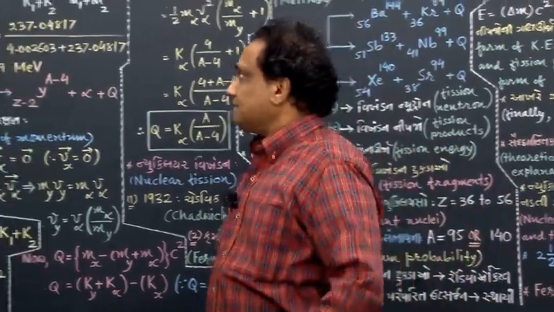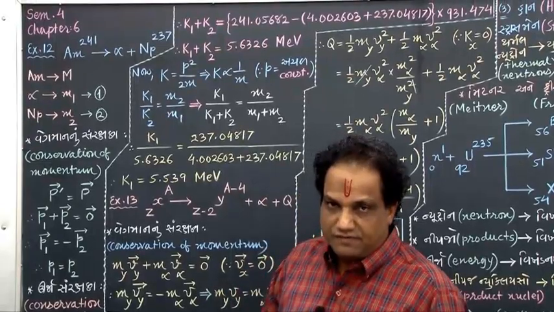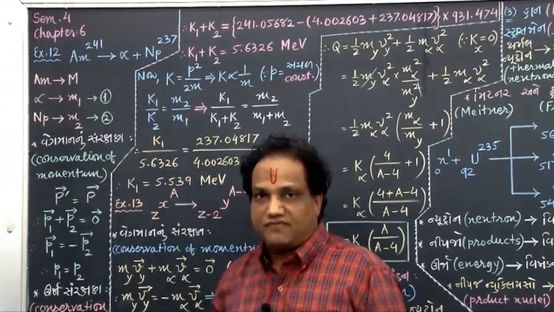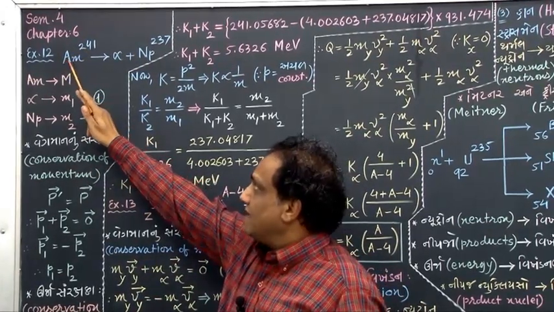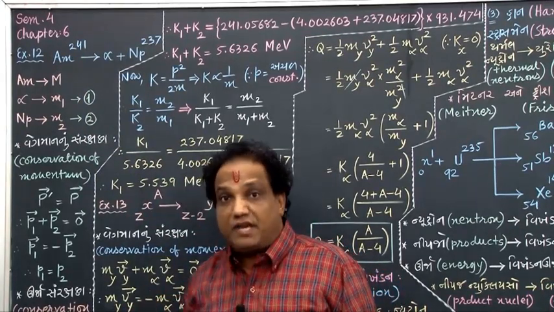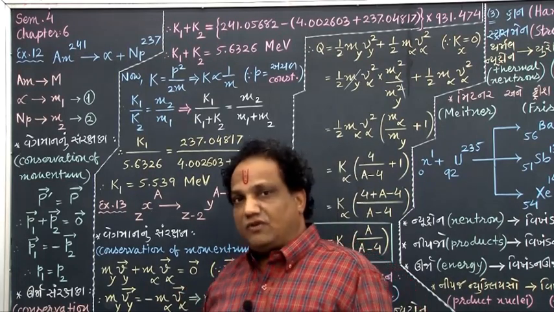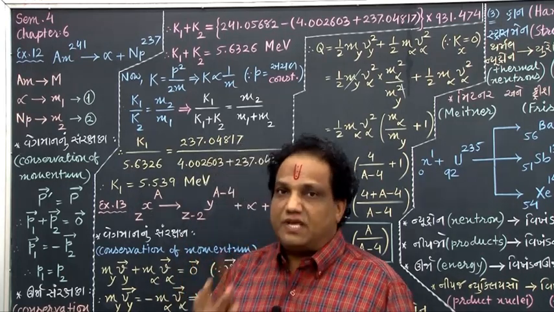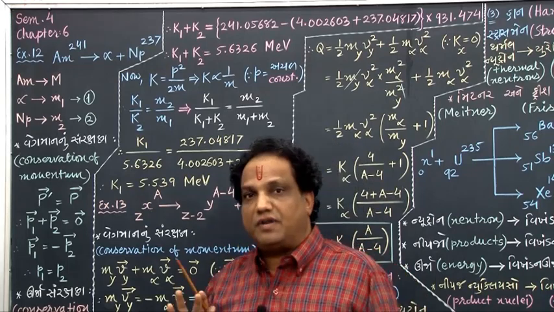Look, we are given one reaction in which the reactant is first initially shown by symbol capital A small m, and it is none but americium. What is that element? Americium. The way we have germanium from the country Germany, same way we have element americium from the country America.